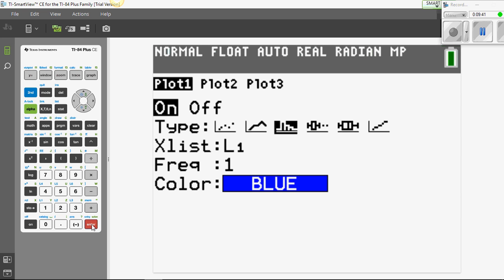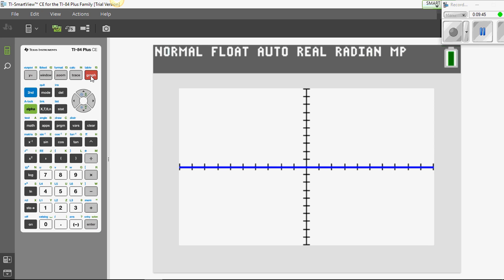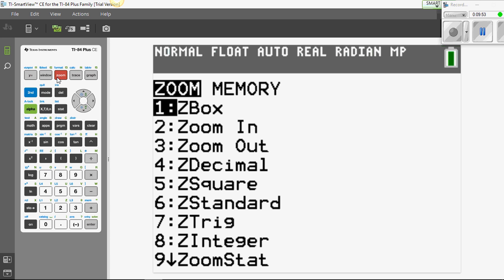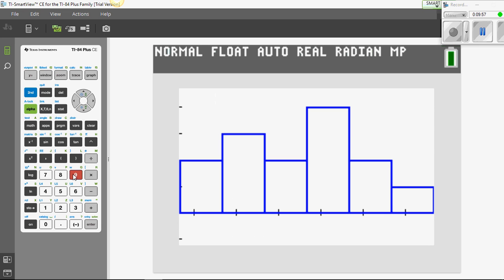We have list 1. Is that where we put our data? Yep. Cool. So we need a graph. Now that doesn't look like my data, right? You guys remember how we can get the nice graph? You hit the zoom button, those zoom stats all the way at the bottom, 9. Bam. Got that?